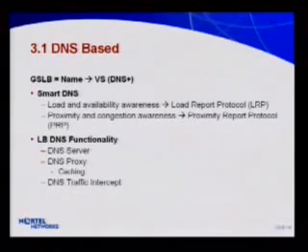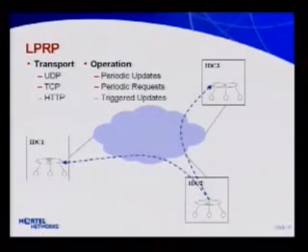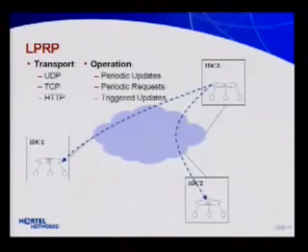And how it's done: the load balancers usually implement some DNS functionality. It can be just DNS server functionality, or a DNS proxy, or a caching DNS proxy, or it can even be a transparent DNS proxy where the load balancer changes the DNS traffic on the fly. So LPRP operation is very simple. It's just periodic updates, or request and updates, between the data centers. Here we have data centers with load balancers in them, and they just talk this protocol to each other.